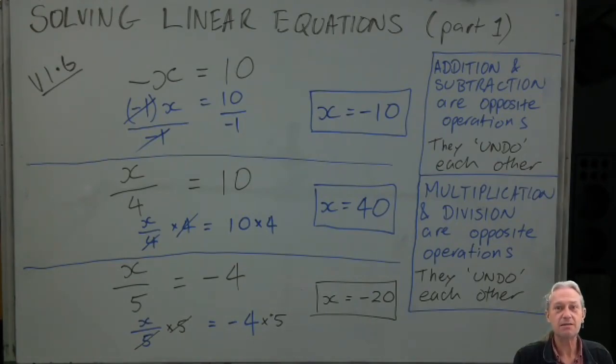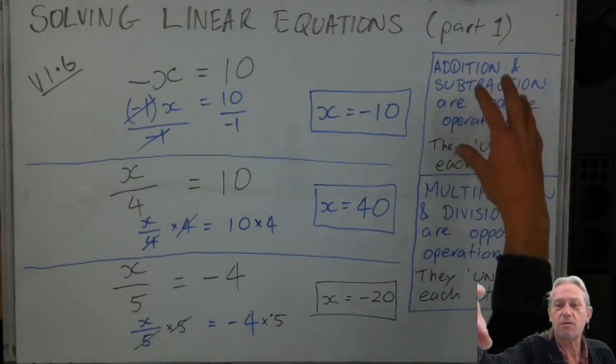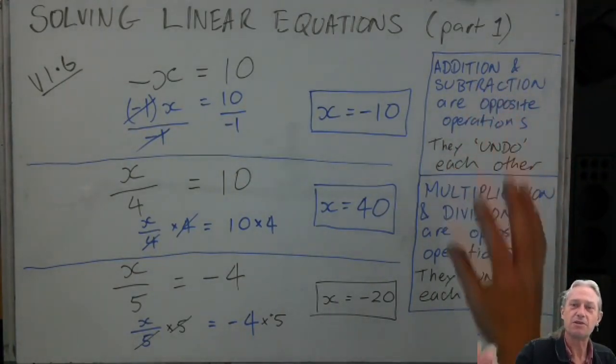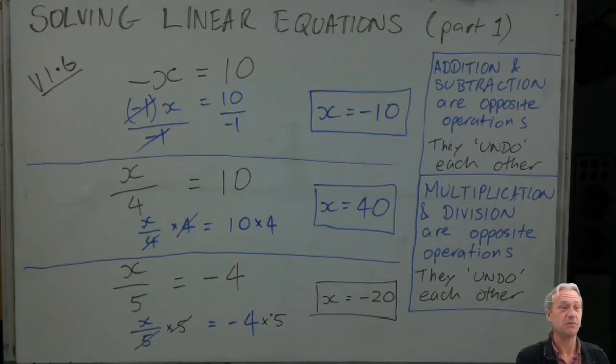I hope that makes sense. Okay, so I'm going to end this video here. It's already getting a bit lengthy. And in part 2, we will look at some solving equations that have more than one thing happening to the x. So we need to think about what order we do the undoing to try and get the x, or the unknown term, on its own. Right, so I'll see you in the next video.